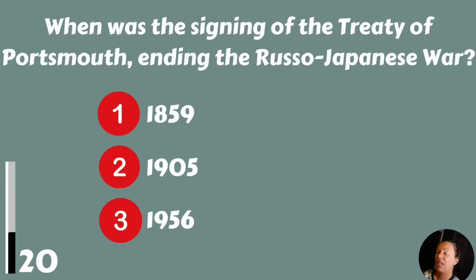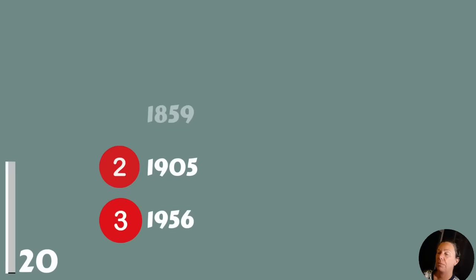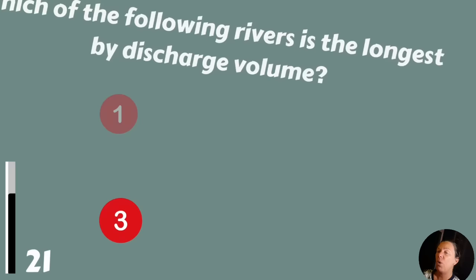1859, 1905, or 1956? 1905. Which of the following rivers is the longest by discharge volume?